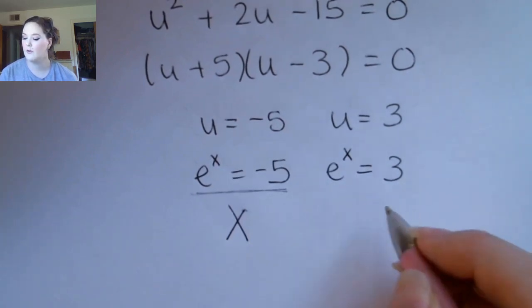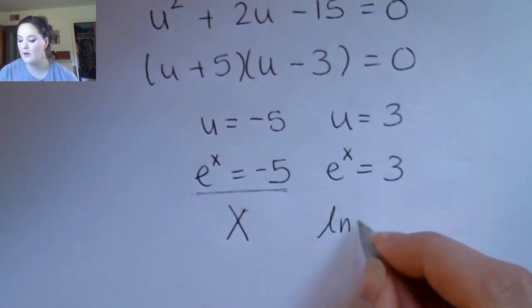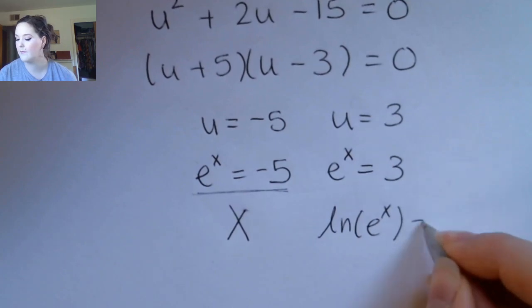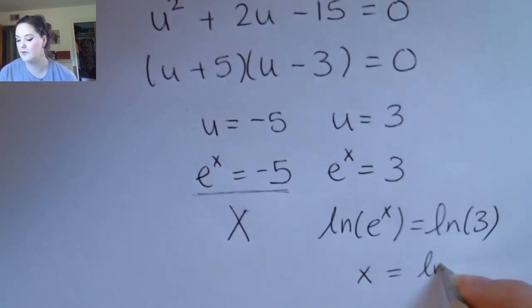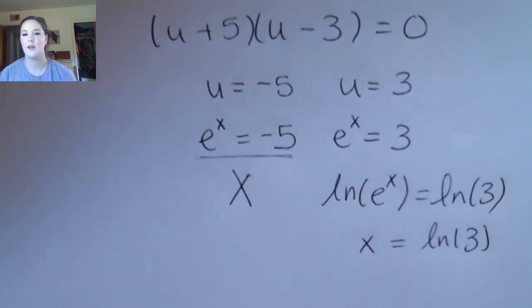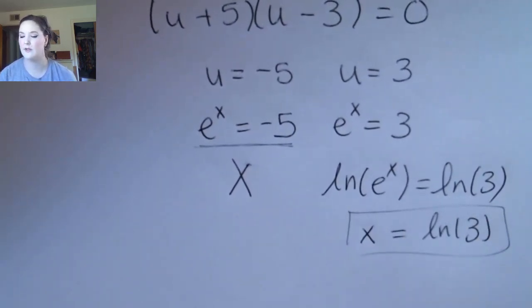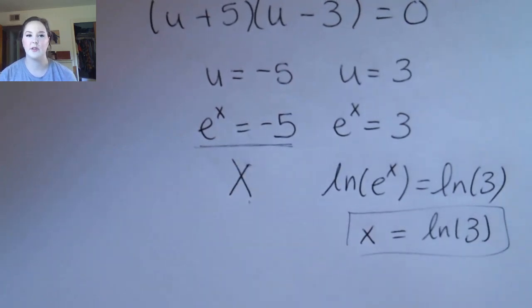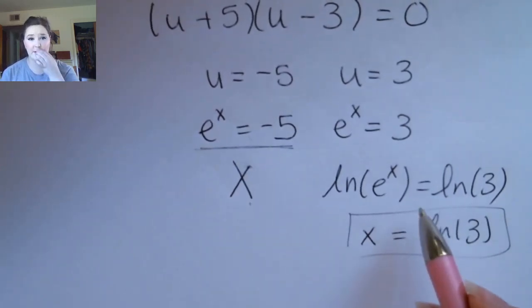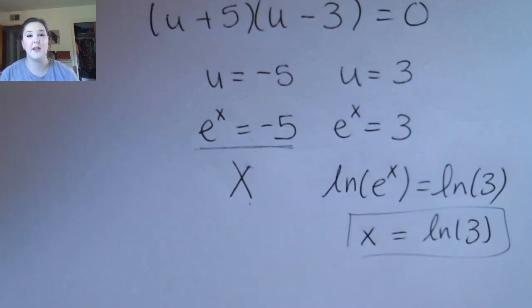Over here, we can take the natural log of both sides, and that gives us x equals natural log 3. So that's really our only solution to this equation, right? This doesn't lead to any actual solutions. If you used the same method without thinking, you would get natural log of -5, and you know that natural log isn't defined for any negative numbers. All right, let's look at another one like that.